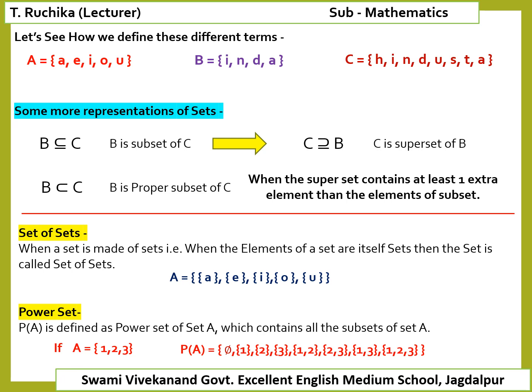Then we will take the singleton sets {1}, {2}, {3}. Then we are taking the pairs of these numbers: {1, 2}, {2, 3} and {1, 3}. And then we are taking the whole {1, 2, 3} as a set. All these are subsets of A. When we make a collection of all these subsets, that is known as the power set. I think this is clear to you all.